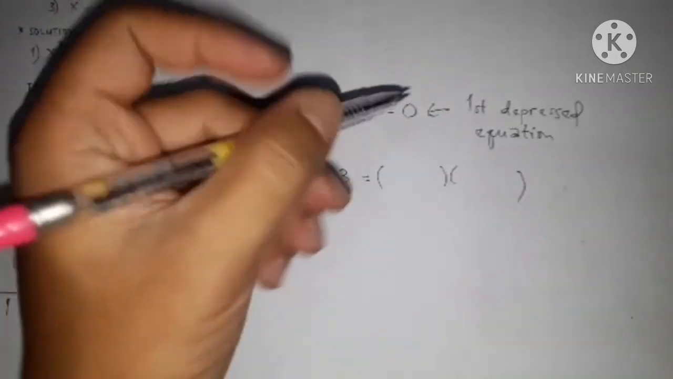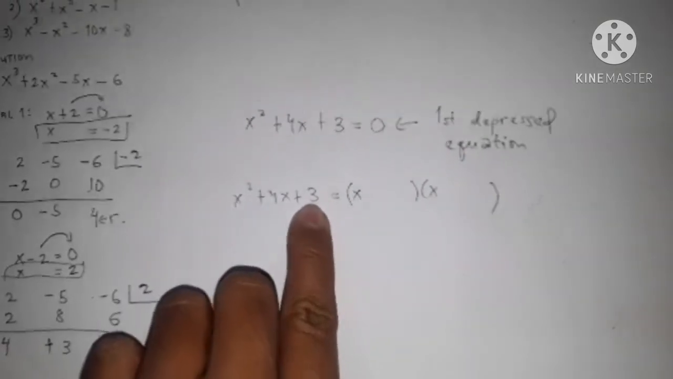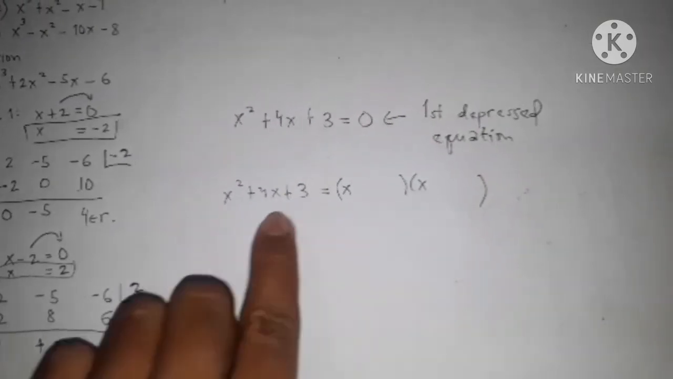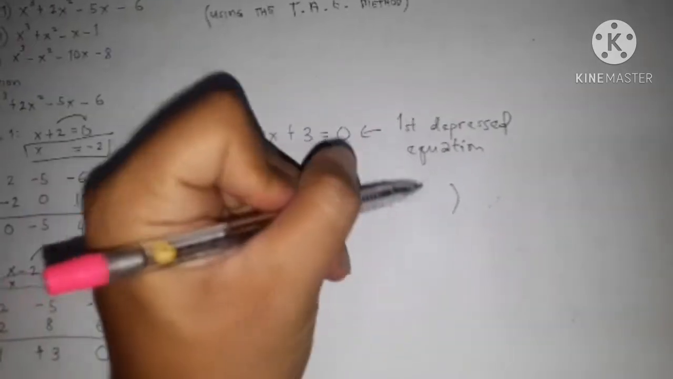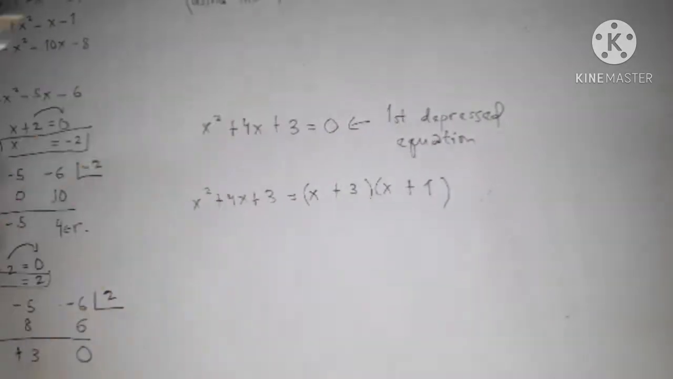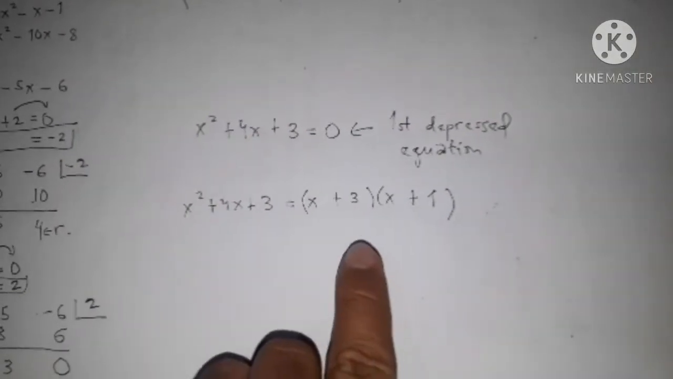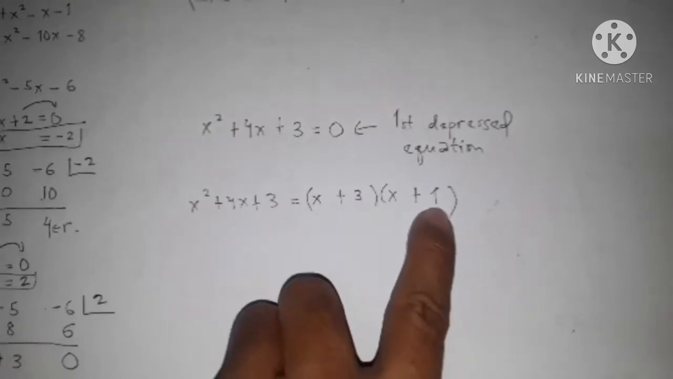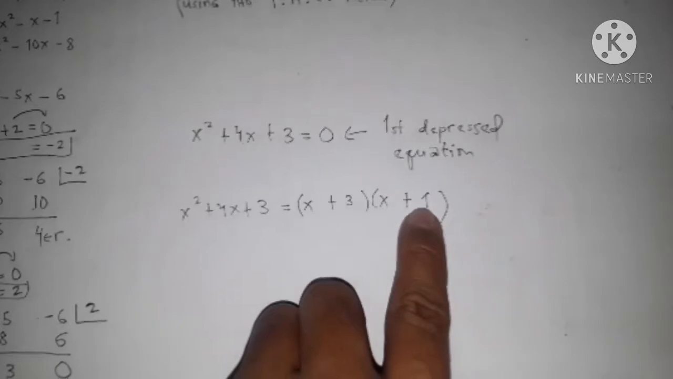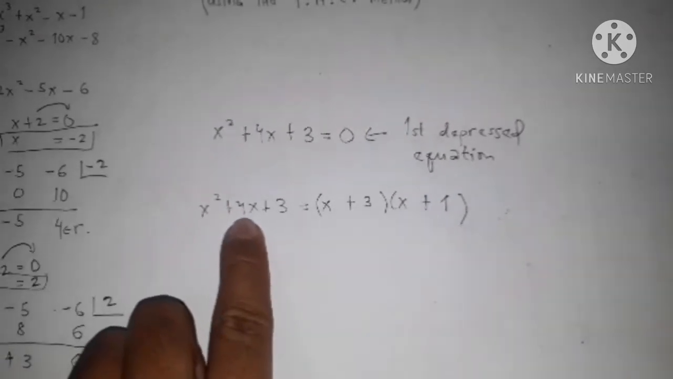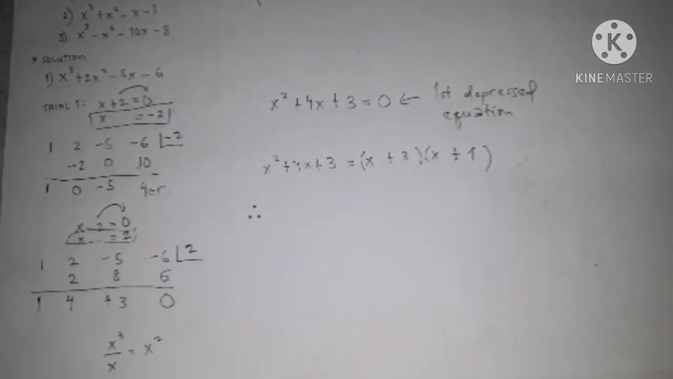So, factors ng x squared, you have x times x. And then, ano daw ang factors ng positive 3 na pag pinag-add ay positive 4. So, yun ay positive 3 saka positive 1. Ayan, so, to check if that is correct, positive 3 times positive 1, that is positive 3. And then, positive 3 plus positive 1, that is positive 4. And so nakuha na. So lastly, don't forget the conclusion.